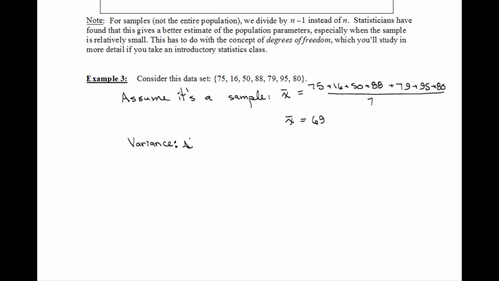Next, we want to calculate our variance. We're going to call this s squared. Again, we are going to use usual English letters for samples and reserve the Greek letters for when we have the entire population. So what we're going to do is, for each of these data points, subtract the mean and square it. And add them all up.